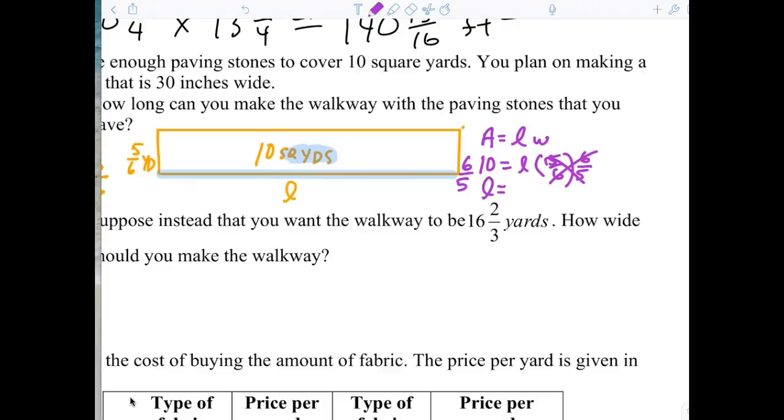So my length of my walkway would be, somebody tell me, 12 what? Not squares, because you're measuring the length. 12 yards. Very good. So 12 yards long, 5/6 of a yard wide, and that would be a nice sidewalk. Everybody agree with that?